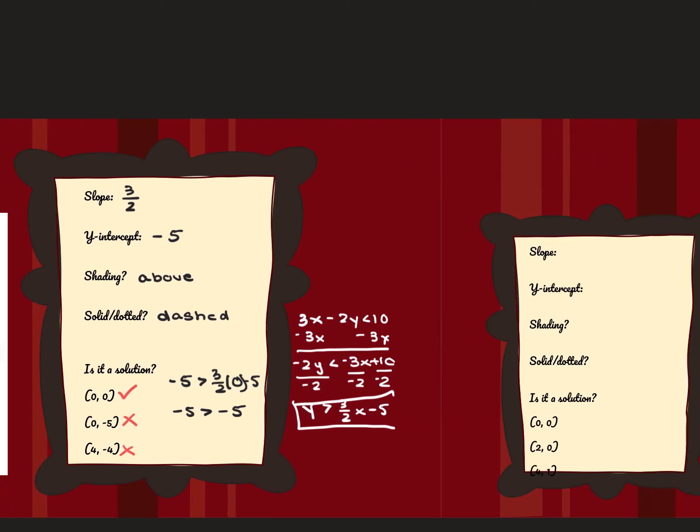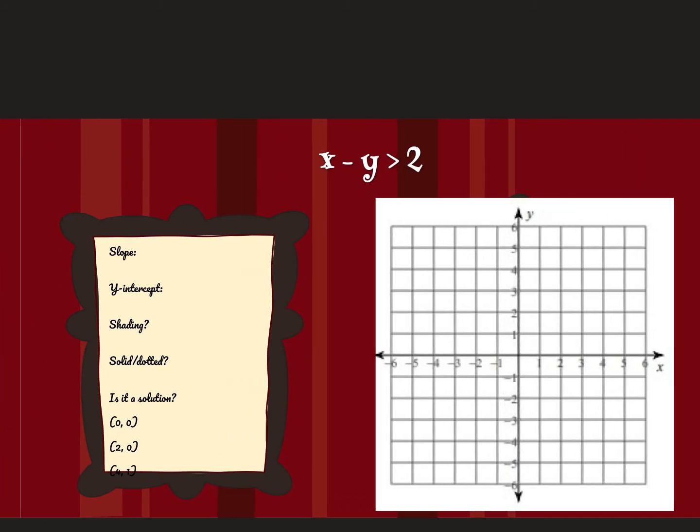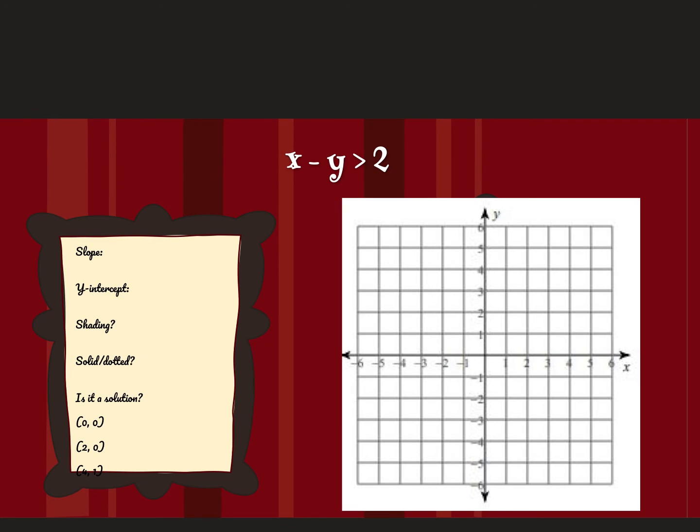All right, let's take a look at another example. We have x minus y is greater than or equal to 2. Boy, I'm getting my x and y's mixed up today. Also going to do a little side work because here we have standard form, so we're just going to solve it for y.